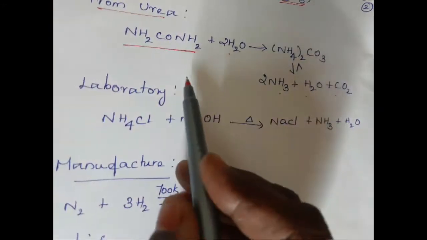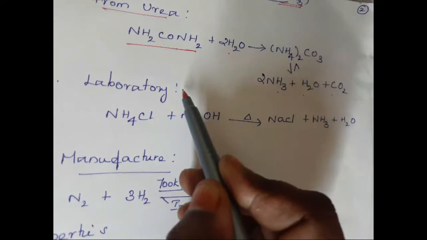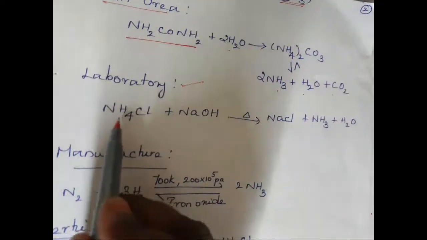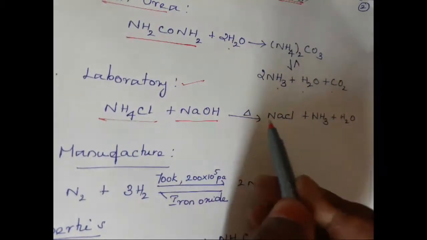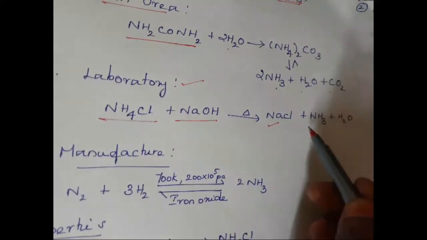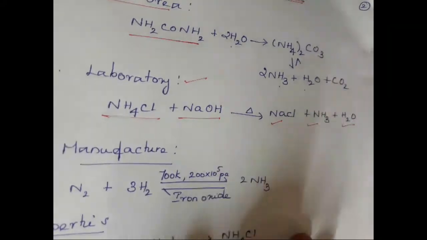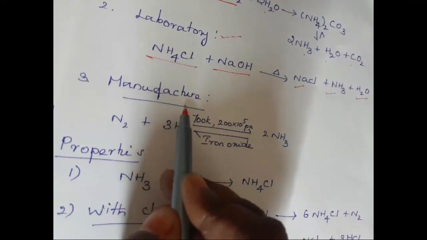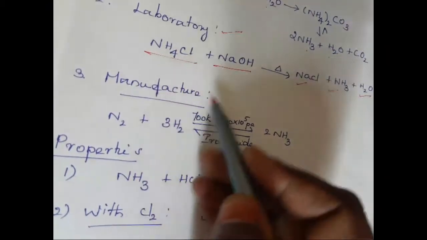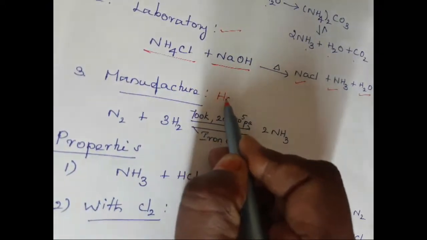Now let us see the laboratory method of preparation. Ammonium chloride, when it is treated with sodium hydroxide, produces sodium chloride plus ammonia plus water. Now let us see the third method of preparation of ammonia. This is the manufacturing method, that is by Haber's process.